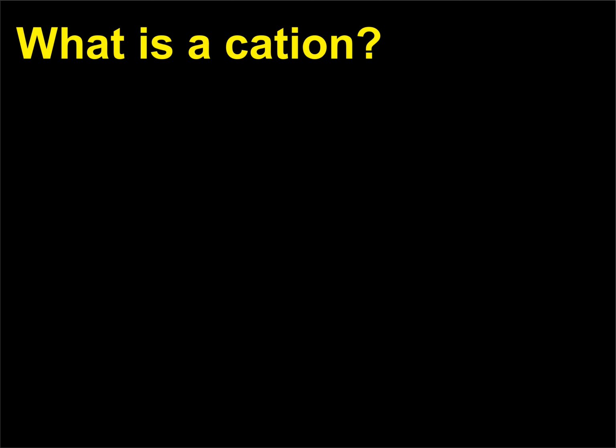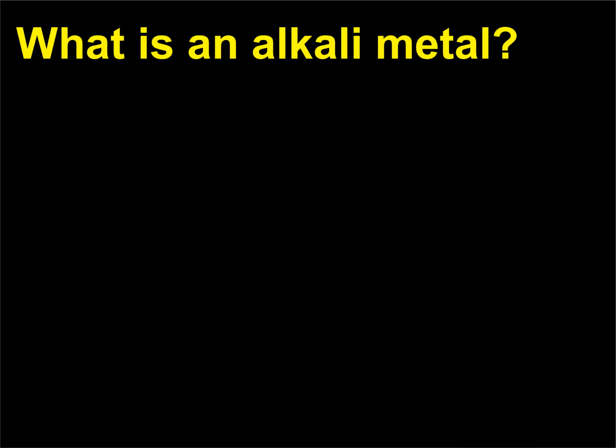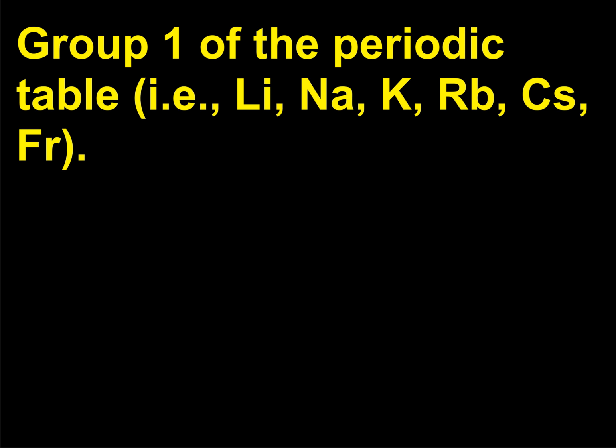What is a cation? A positively charged ion. What is an alkali metal? Group 1 of the periodic table, i.e., Li, Na, K, Rb, Cs, Fr.